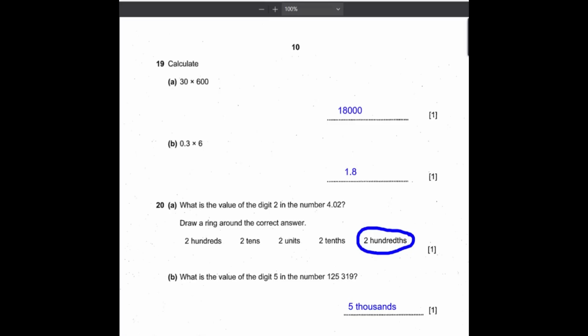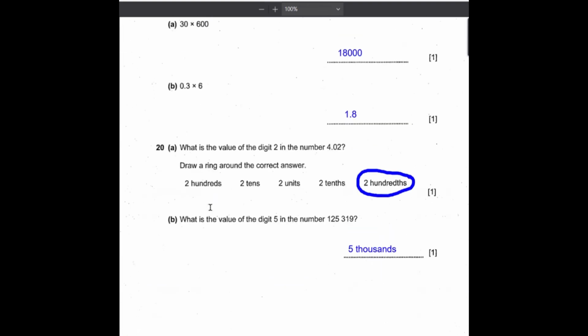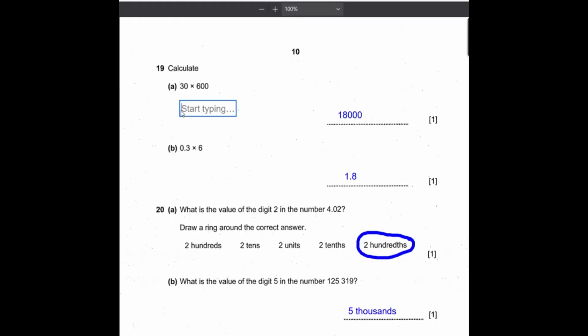Go to question number 19. Okay, we have 30 multiplied by 600. Any numbers that have zeros, if you'd like to multiply them, you only need to multiply the 3 by 6. 3 times 6 is equal to 18. Okay, and then you put the zeros. You put the 0 of the 30 and the 2 zeros of the 600. So your answer will be 18,000.